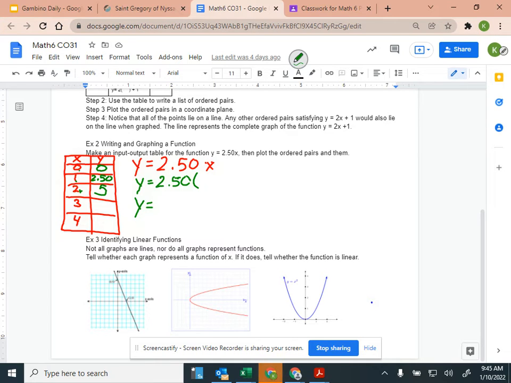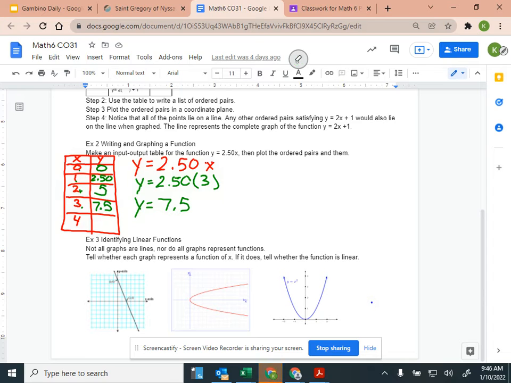I found my 0, 1, and 2. I found what the output is for those. What's the next one I need to find the output for? 3. So I need to put the 3 in for the x. So I need to do 2.50 times 3. What is that, Anthony? 7.5. So I'm going to put that into my table.